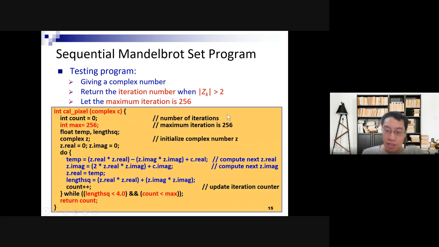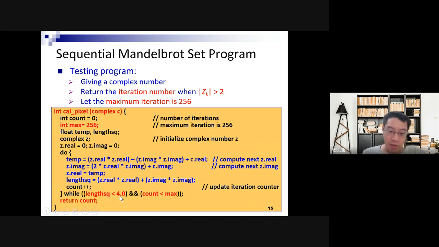And of course, in order to check whether the distance is larger or smaller than 2, sometimes we don't bother to take the square root. So we simply check whether the result is larger or smaller than 4 instead. So make it simple. And you can see this is just a while loop. Keep repeating to check whether the distance to origin is smaller than 2.